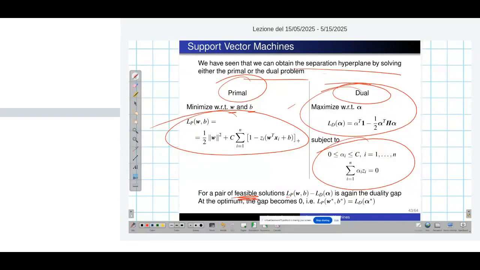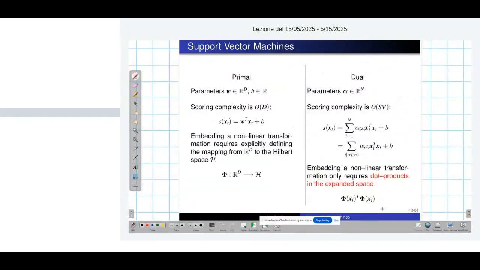For any feasible solution, the difference between the two objectives is the duality gap, and it will be zero if a solution is primal and dual optimal. Characteristics of the problem. Here, the complexity depends on the size of the input features. And scoring is simply a dot product between W and X, so it also depends on the size of the input features. The dual, the complexity depends on the number of samples in my dataset. The number of Lagrange multipliers is 1 per sample, so the complexity is not related directly to the dimensionality of the features, but to the number of the samples.